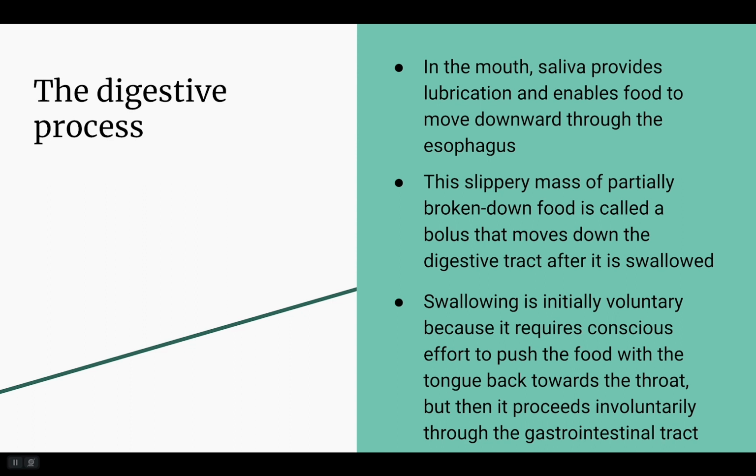This slippery mass of partially broken down food is called a bolus that moves down the digestive tract after it is swallowed. Swallowing is initially voluntary because it requires conscious effort to push the food with the tongue back towards the throat, but then it proceeds involuntarily through the gastrointestinal tract, meaning it proceeds without conscious control.